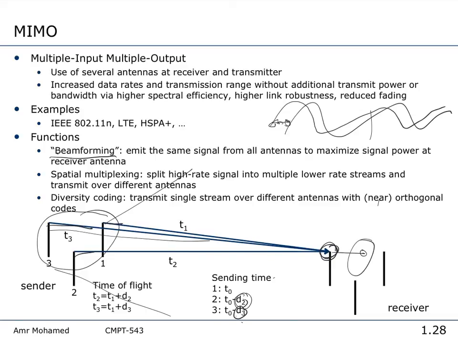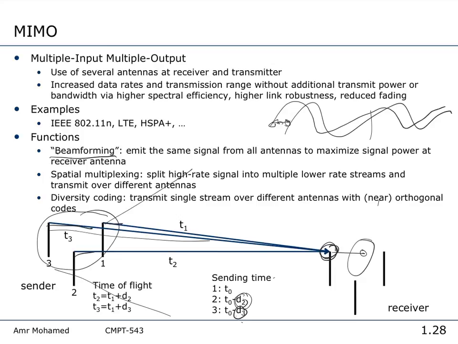Or if spatial multiplexing is difficult, you can use what we call diversity coding. With diversity coding, you can send different copies of the signal with the same frequency, but using what we call different codes. We call them orthogonal codes. And this concept is used by code division multiple access, or CDMA. So we'll study CDMA later on. So CDMA allows two signals to be sent at the same time on the same frequency, and yet they don't interfere with each other.